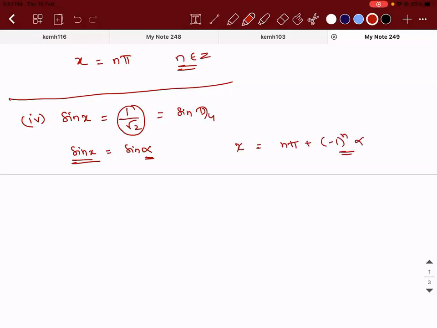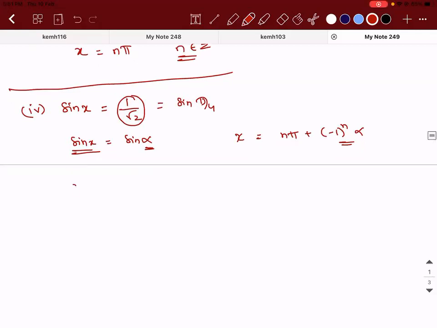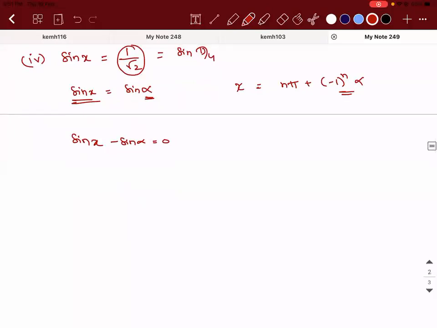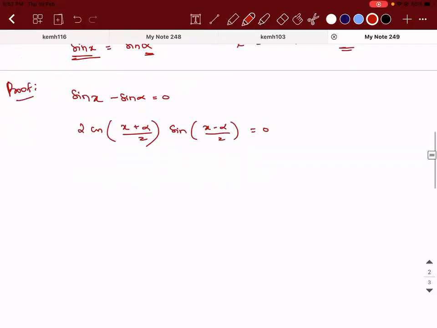You have seen this? Yes, sir. That is the solution. But how did you get it? Let us see. Sin x minus sin alpha is equal to 0. So what is sin C minus sin D? Minus 2 cos of (x plus alpha) by 2 sin of (x minus alpha) by 2 is equal to 0. I'm showing you the proof now. Now, cos of (x plus alpha) by 2 can be 0, or sin of (x minus alpha) by 2 can be 0.